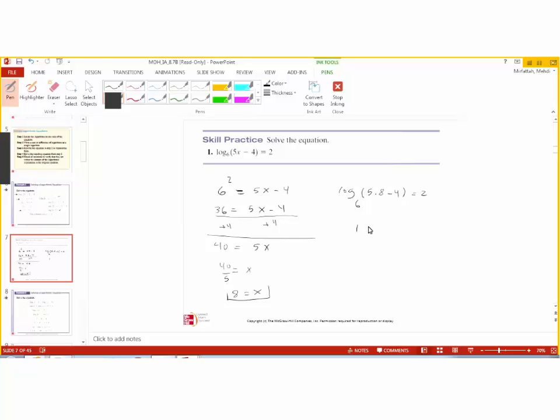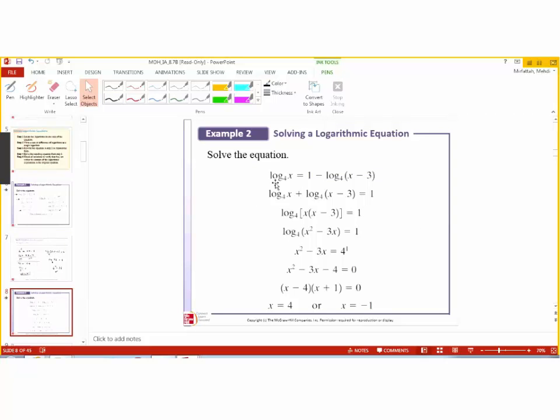So it works. Log of 36 is 36, and definitely that's true. 6 plus 2 is equal to 36. Very good. So let's take a look at another example here.